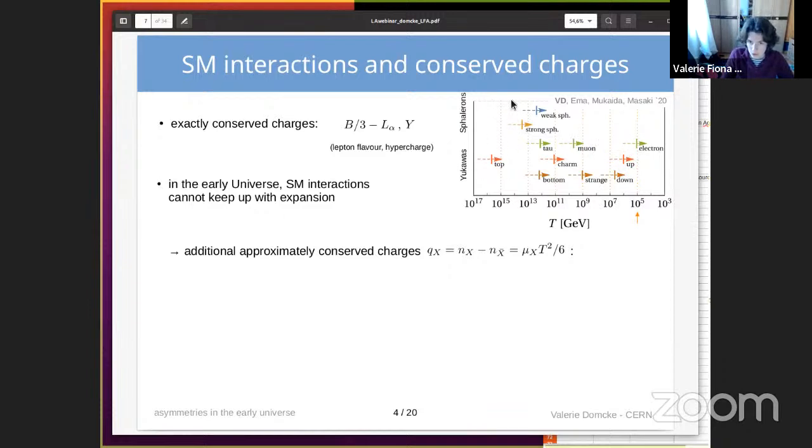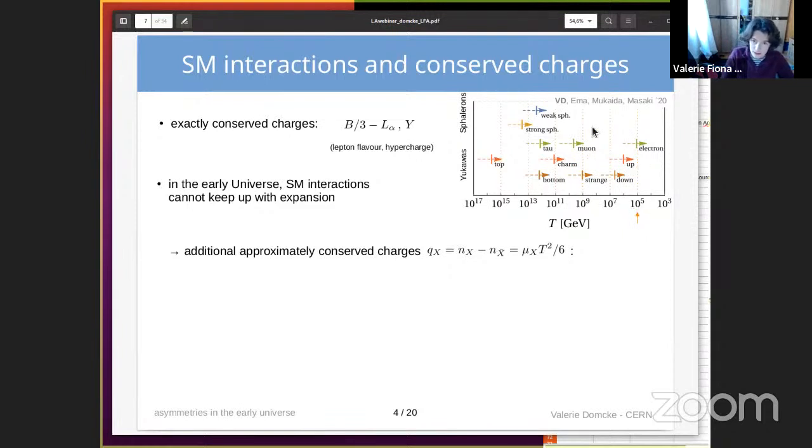So at very high temperatures, barely any interaction is efficient. The top is the first to actually become efficient compared to the Hubble expansion rate. And then over many orders of magnitude, all the standard model processes become efficient until the last one, which will be an important one, is the electron Yukawa, which becomes efficient, or we say it comes into equilibrium, at about 10 to the 5 GeV.